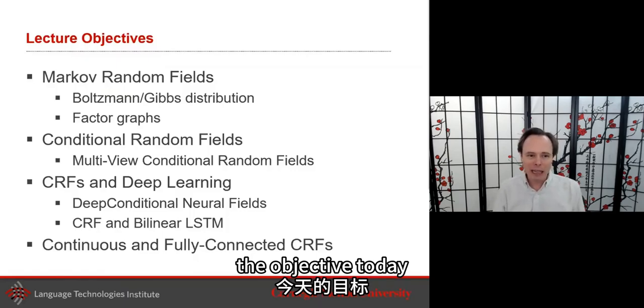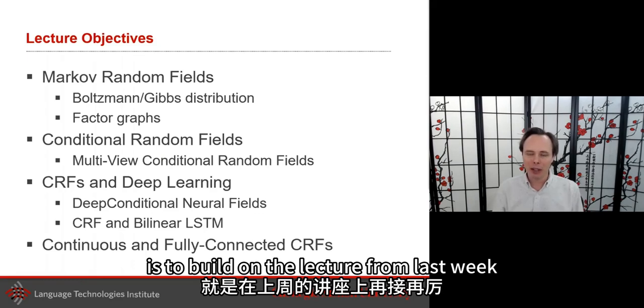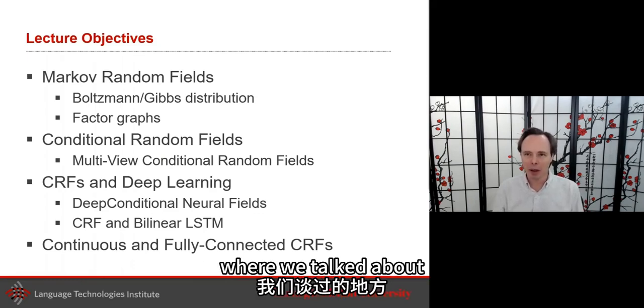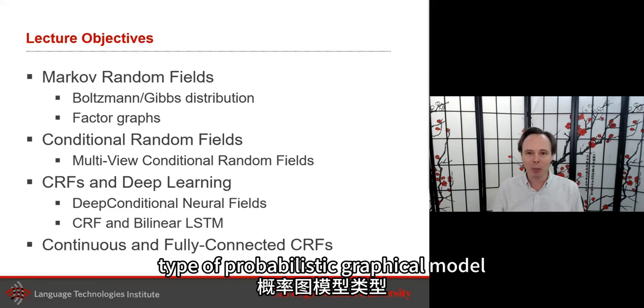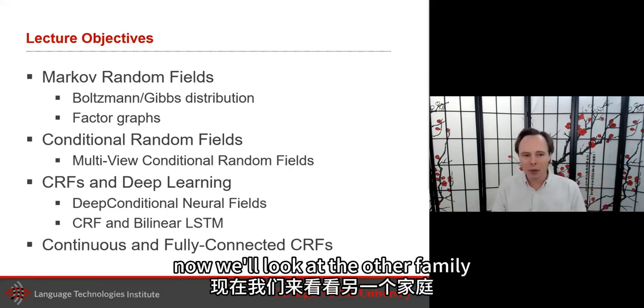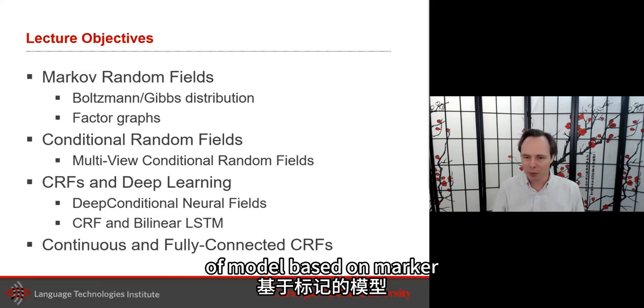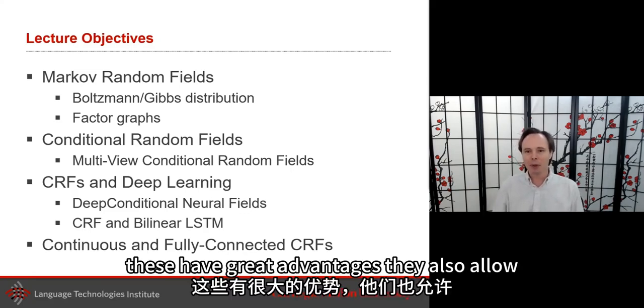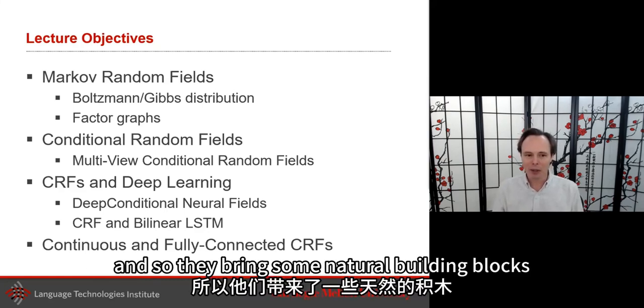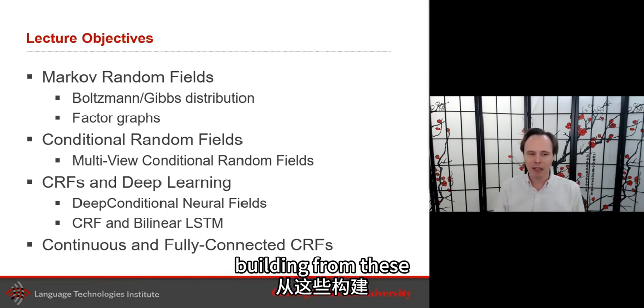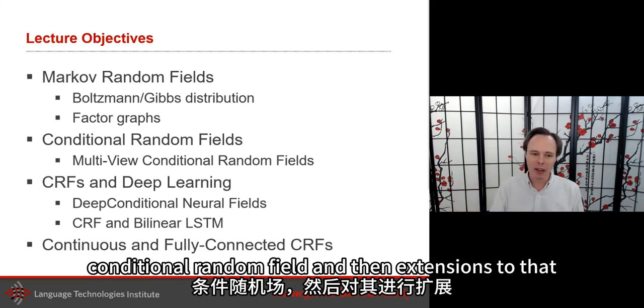The objective today is to build on the lecture from last week where we talked about the Bayesian network as one type of probabilistic graphical model. Now we'll look at the other family of models based on Markov random fields. These have great advantages. They also allow closer compatibility from an optimization perspective with neural networks, and so they bring some natural building blocks. And we'll look at some architectures building from these conditional random fields and then extensions to that.